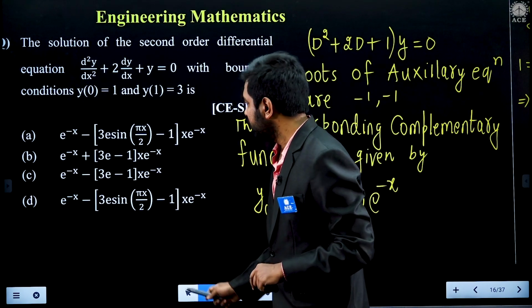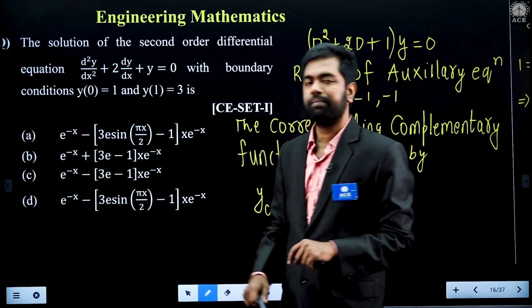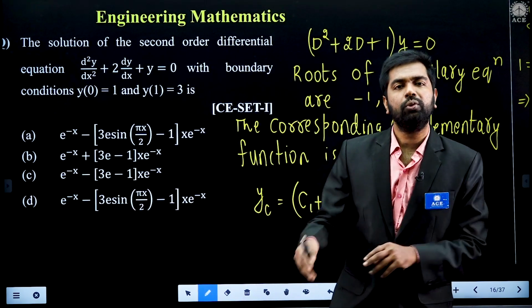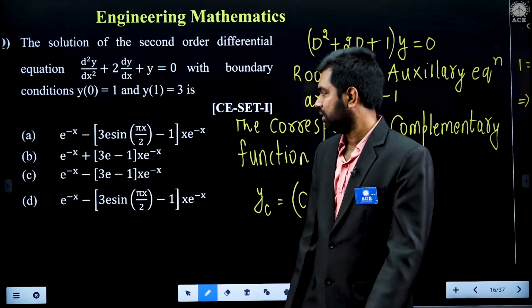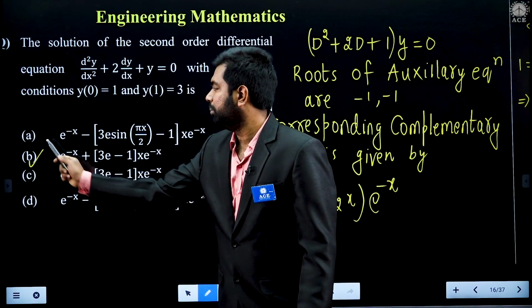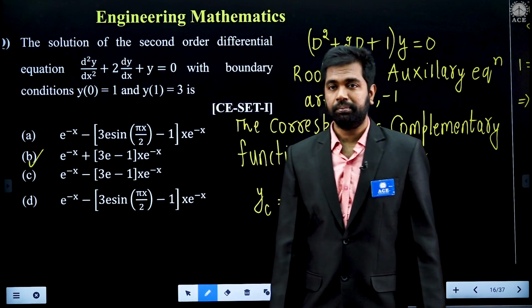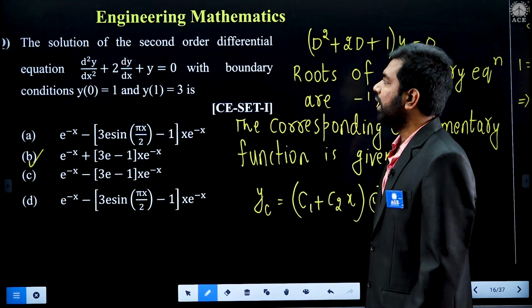Let's look at the options. I see that there is an option like this, e power x plus 3 minus 1 into x into e power minus x. So that is option B. It's a very simple problem. Let's look at another question.